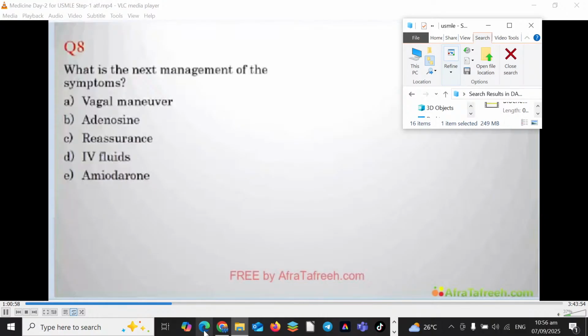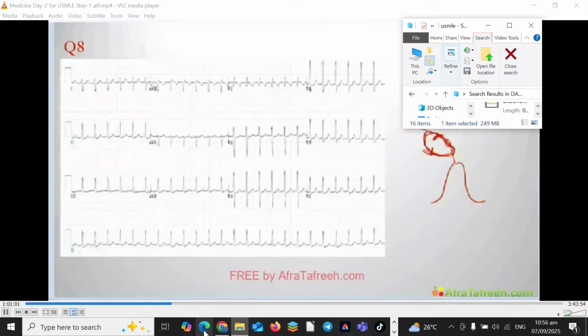The way you can stop this circuit: one component of this circuit is the AV node. As I said, the SA node is no longer involved. It is the circuit that is going on. The circuit is formed by the accessory pathway and the AV node. If you stop the AV node, the circuit will break and the sinus rhythm would be restored. If you break the circuit, the sinus rhythm will be restored. To break the circuit, you provide AV nodal blocking agents.